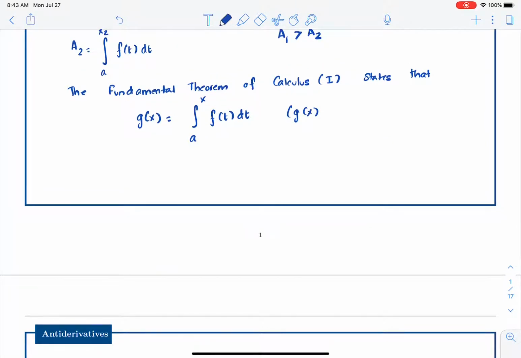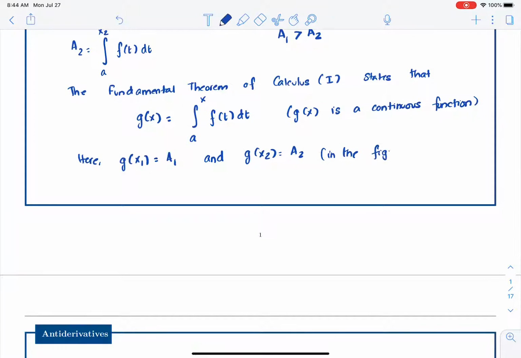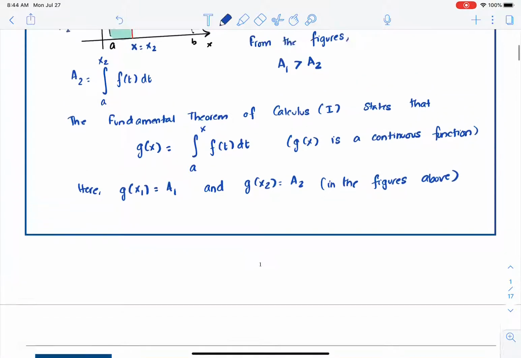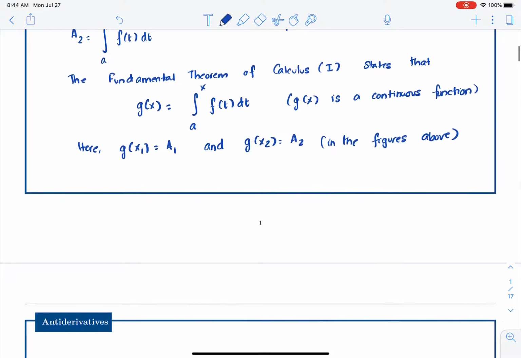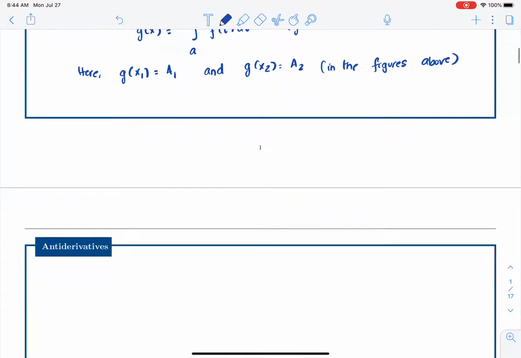And g of x is a continuous function. As an example, I can relate this to what I used up there. So here, if I plug in g of x1, that would equal the area A1, and g of x2 would equal the area A2. So I could pick any x, and I could come up with a continuous function that represents the area under the curve. So that is the first fundamental theorem of calculus. You could call it FTC 1.